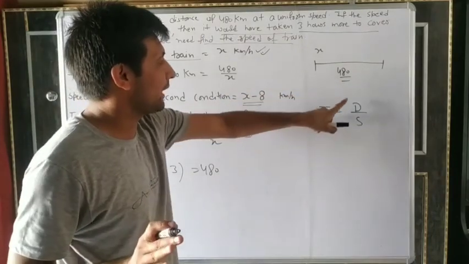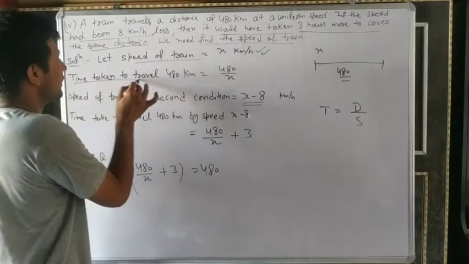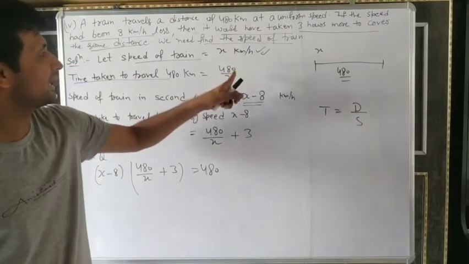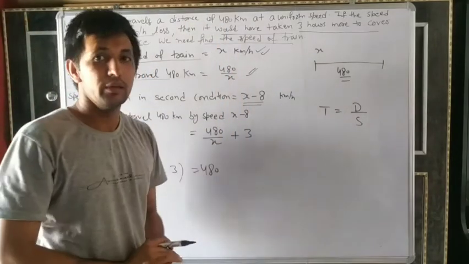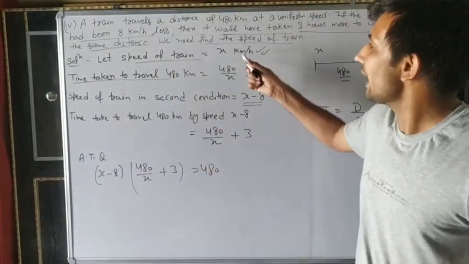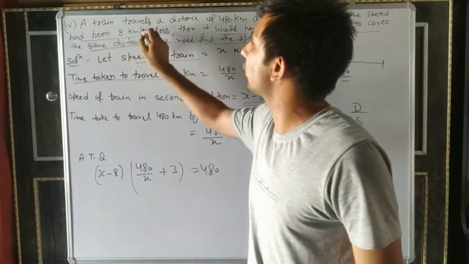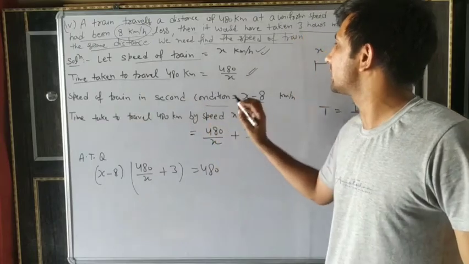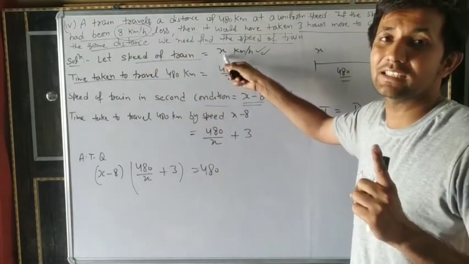Time is always distance divided by speed. So the time taken to travel 480 kilometers: distance 480 and speed is x. So it is time, right? It is the time in the normal situation when speed is x. But the condition says if the speed is 8 kilometers less. So now the speed of the train in the second condition: how much less? 8 kilometers less. In the start it is x, so less means minus.